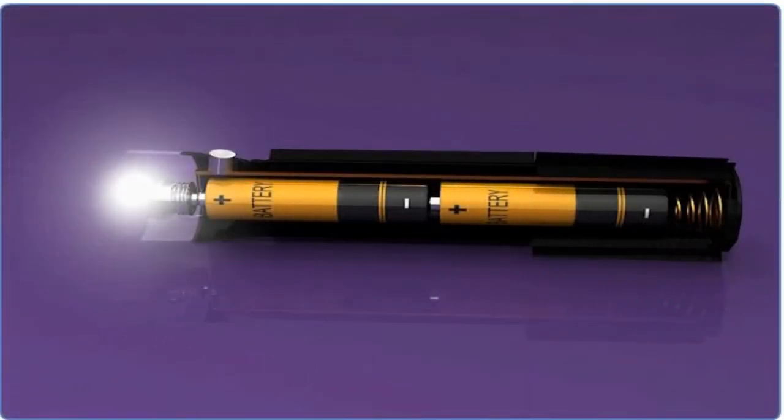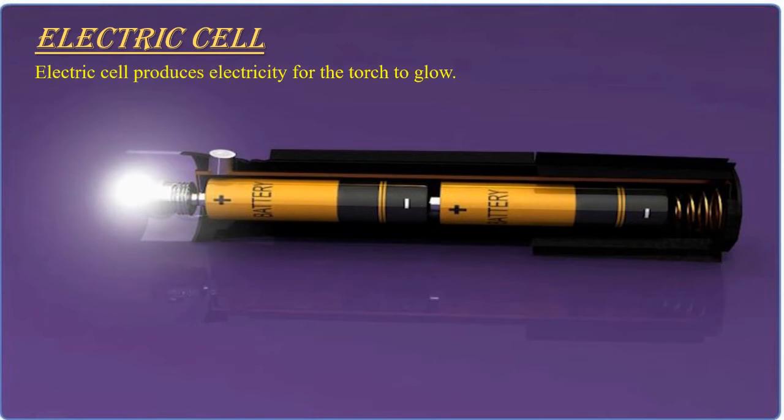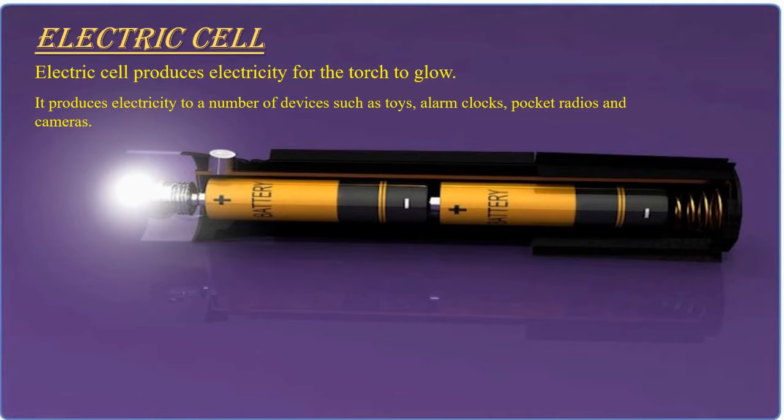This is the internal structure of a torch. As we know, an electric cell produces electricity for the torch to glow, and it produces electricity for a number of devices such as toys, alarm clocks, pocket radios and cameras. So students, have you ever carefully looked at an electric cell? Have you ever wondered how an electric cell makes the torch glow? Where does the electricity come from? Let us understand this concept in more detail.